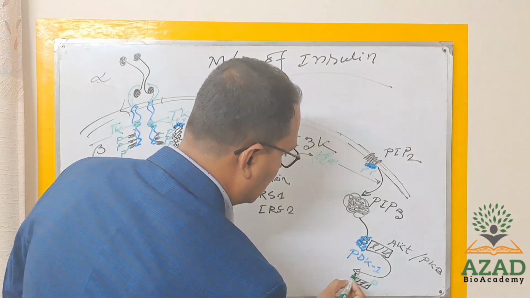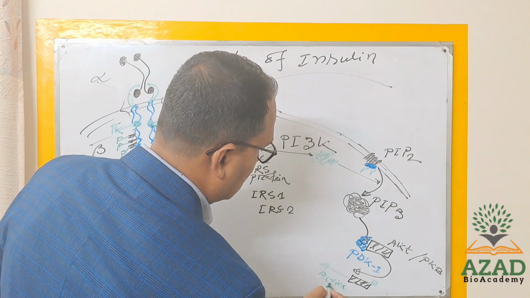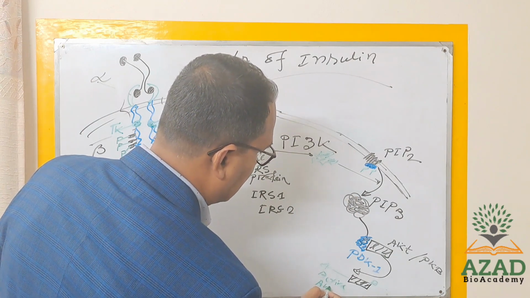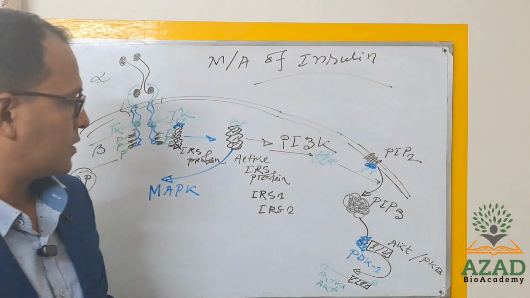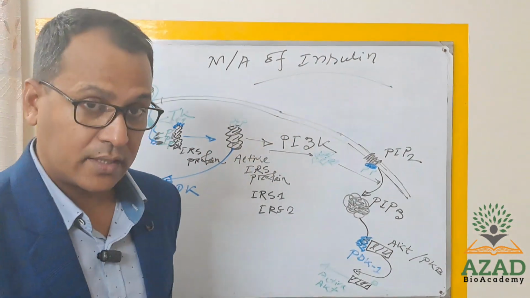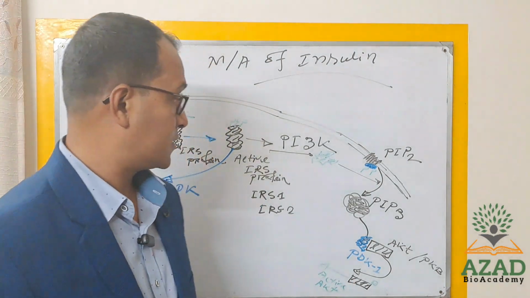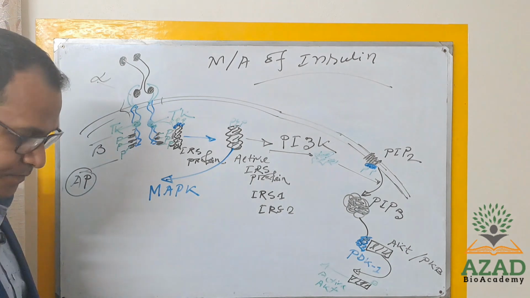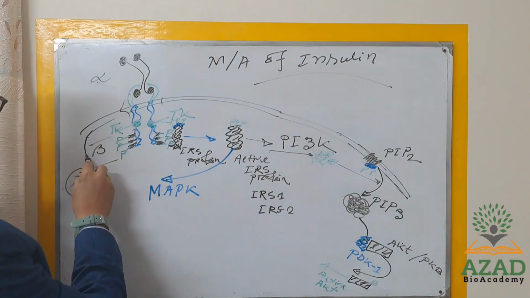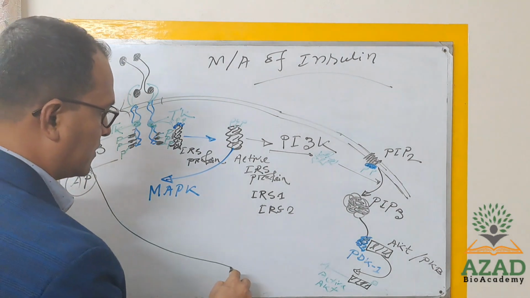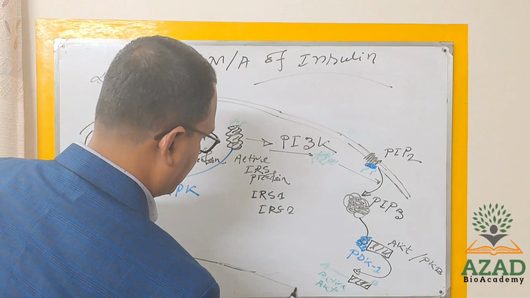Okay, so this is the active AKT. So this is the master molecule of this pathway. How is it called the master molecule of this pathway? Now we will just discuss. Okay, so you can draw the membrane in that way, the cell membrane, like that.